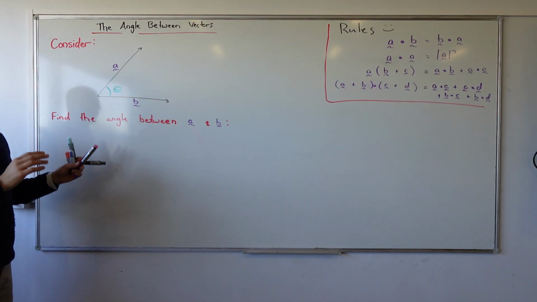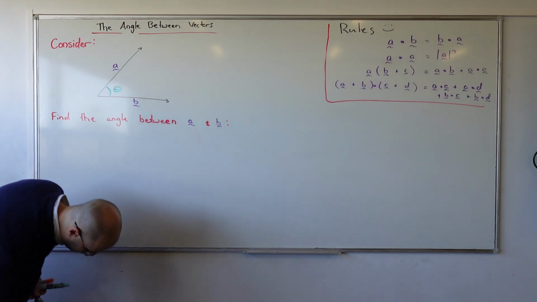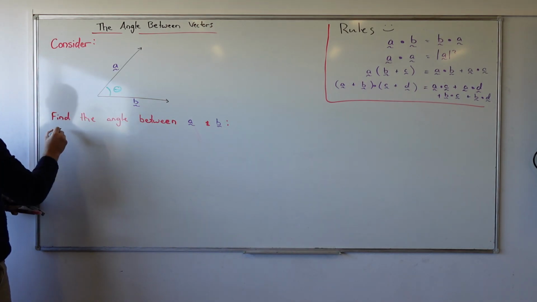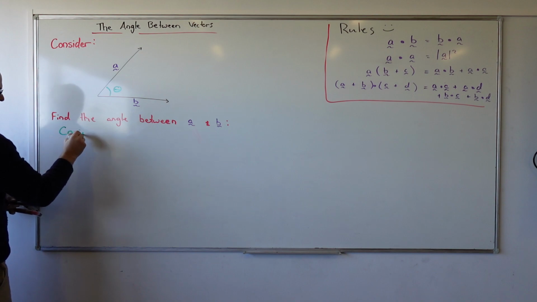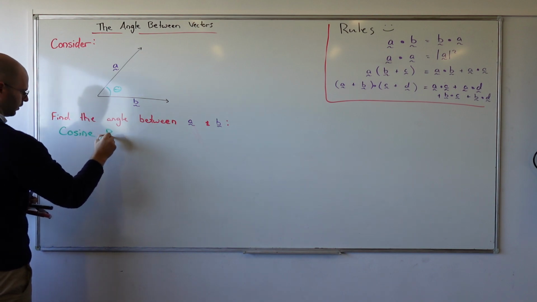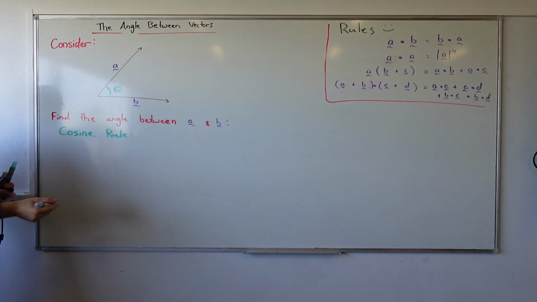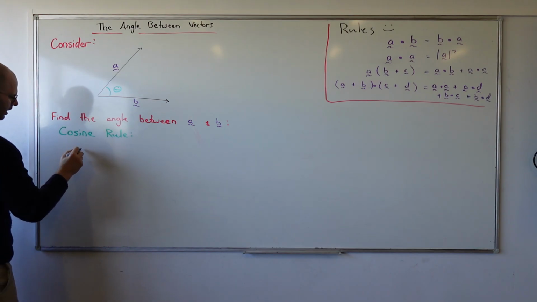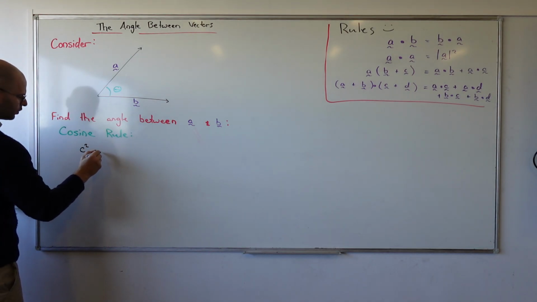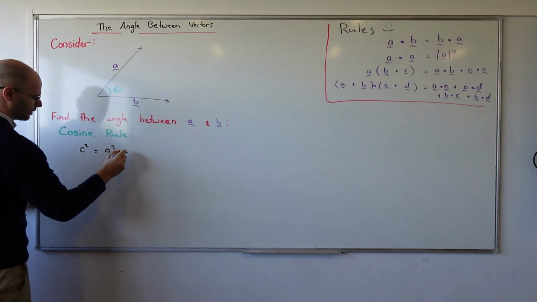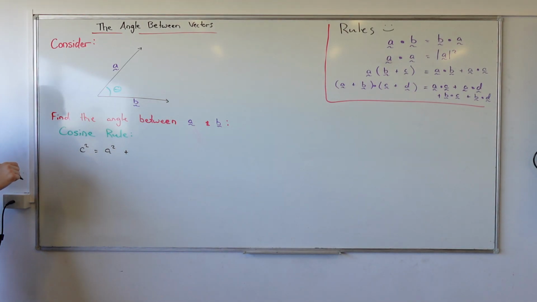Now, to do this, we're going to use a familiar rule called the cosine rule. Does anyone remember it? It's on the formula sheet, but it's also useful to just know it off by heart. It's c squared equals a squared plus, finish the rule.